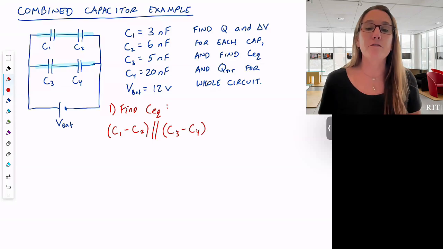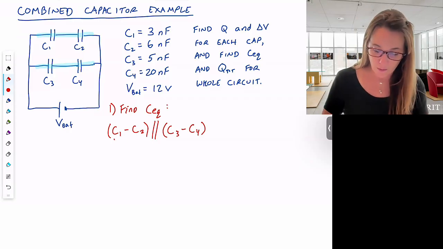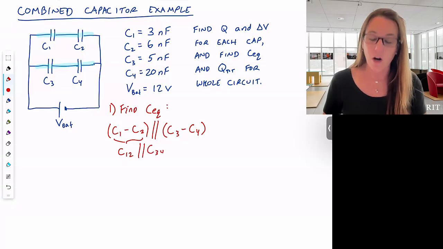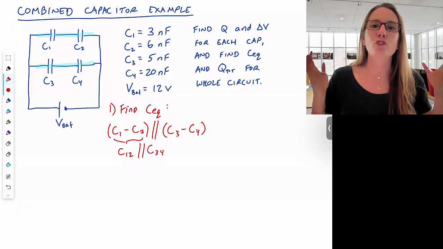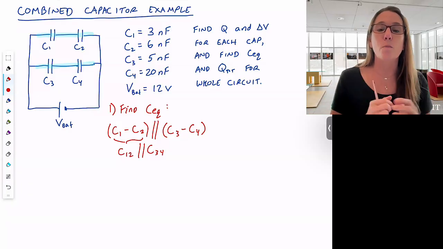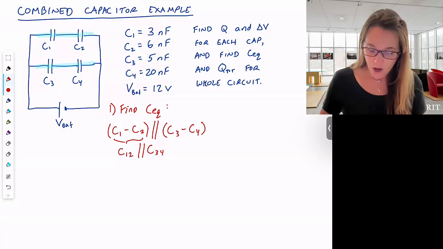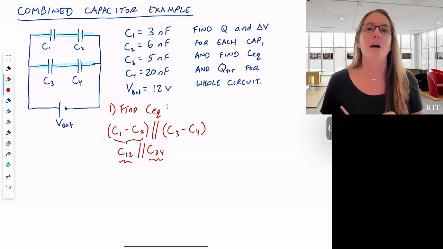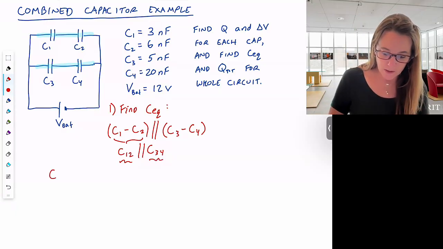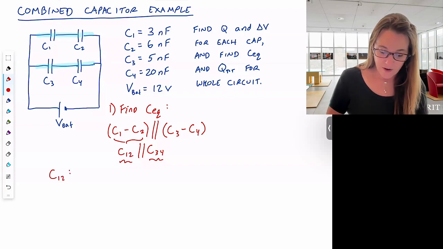Now I'm going to identify some individual capacitances from this. I'm going to have C12, and that's going to be in parallel with C34. I actually want to keep track. I don't want to do this in one big math step because in what we're about to do to analyze individual parts, I want to know the value of each of these individual steps. So because C12 is a series combination, we can find the value of C12.